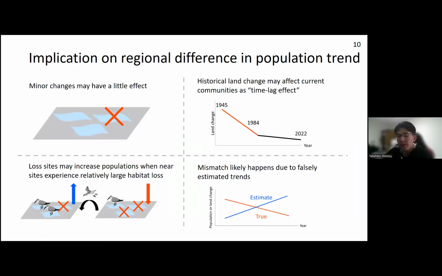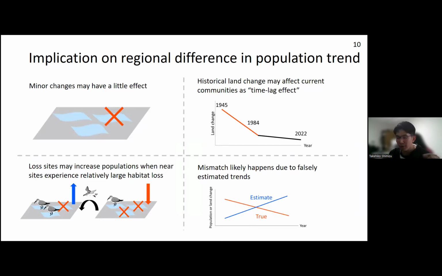So this reason may be explained by 4 factors. Firstly, maybe the minor wetland change below a certain threshold may have little effect. To solve this, we need to gather more sampling sites having a gradient of habitat loss. And secondly, historical habitat change may affect current communities as a time lag effect. Because shorebirds do not respond to habitat loss instantly, further study needs to understand how and how long historical wetland change influences present populations.